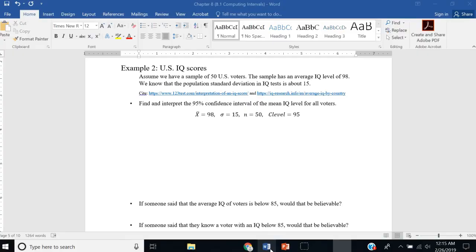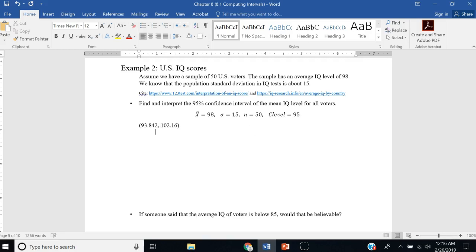So I know I did that fast, but really it's pretty straightforward. If you are having trouble, let me know. We can do that. So I got 93.842, comma, 102.16 for my interval.